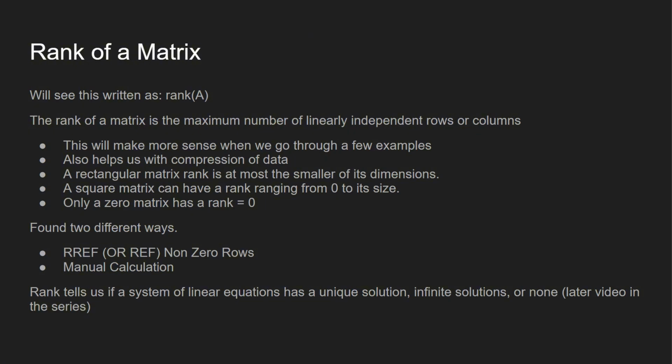A few things to know: a rectangular matrix has a rank of at most its smaller dimension. A square matrix can have a rank ranging from 0 to its size, and only a zero matrix has a rank of 0. And you can find the rank of a matrix through two different ways. First, if you have your matrix in RREF or REF, reduced row echelon form or row echelon form, you'll look at the non-zero rows. And there's also manual calculation.